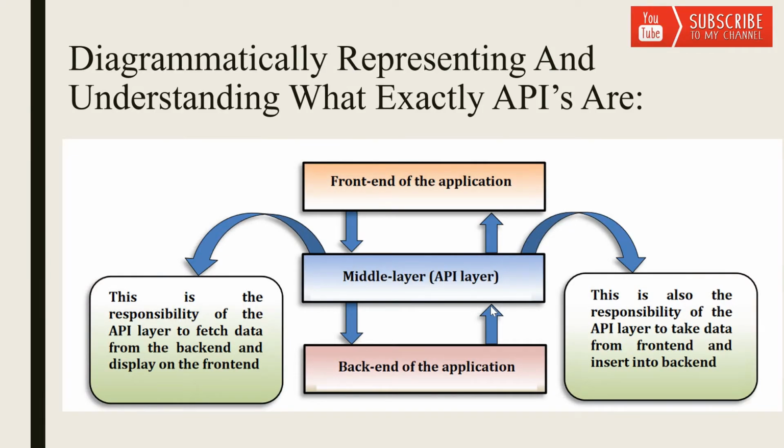Now we'll have a diagrammatic representation to understand what API exactly is. So you have the front end of the application, the middle layer is the API, and the back end of the application. So, you have these three things, with the middle layer API. It is the responsibility of the API layer to fetch the data from the back end and display it on the front end. The back end may be your server.